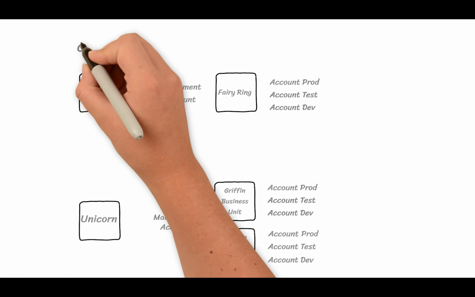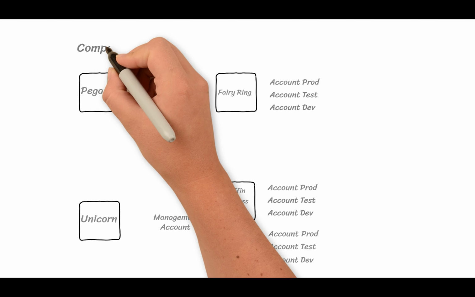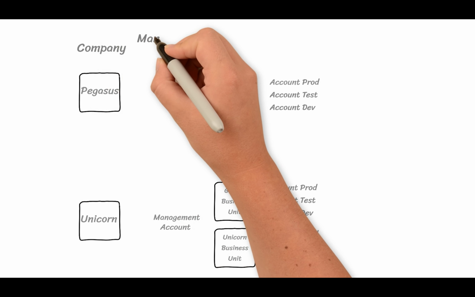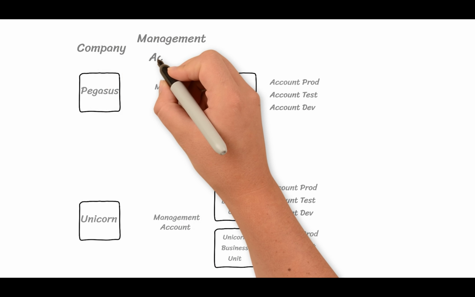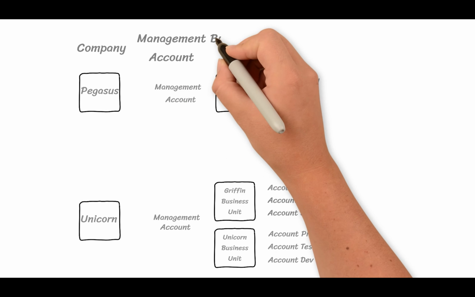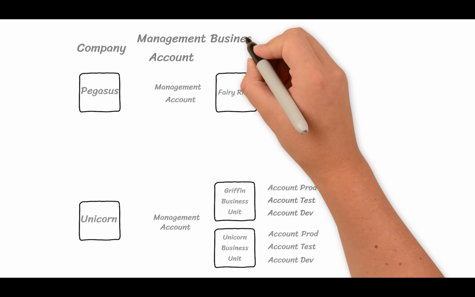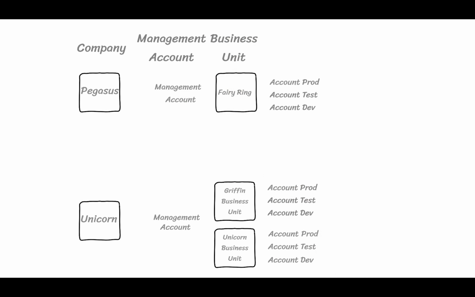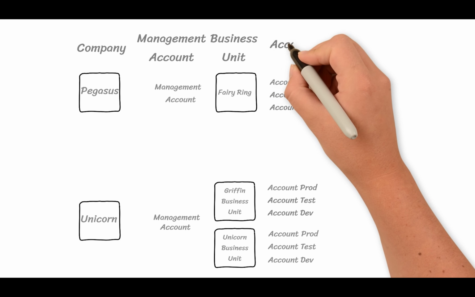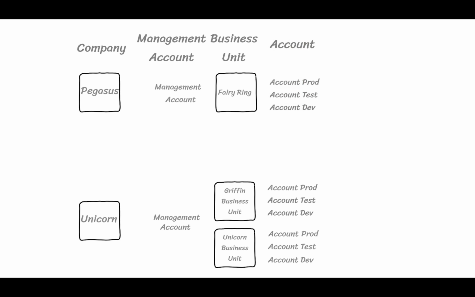Okay. Now we have several levels of taxonomy in our Unicorn group. First starts with the company. Each company can have one or multiple AWS organizations with their management accounts. Then we have business units, and each business unit has several accounts that they manage.